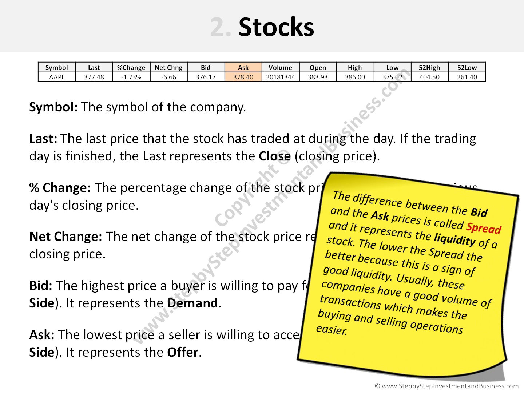The difference between the bid and the ask prices is called the spread, and it represents the liquidity of a stock. The lower the spread, the better, because this is a sign of good liquidity. Usually, these companies have a good volume of transactions, which makes the buying and selling operations easier.